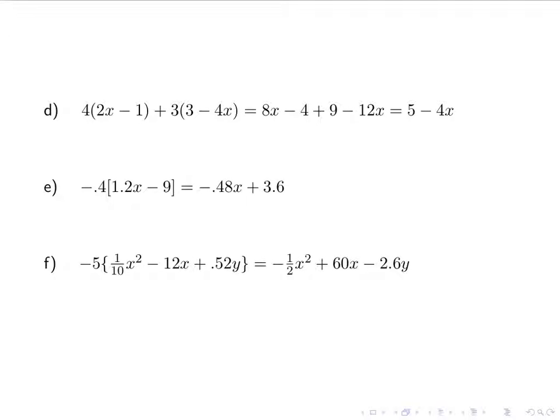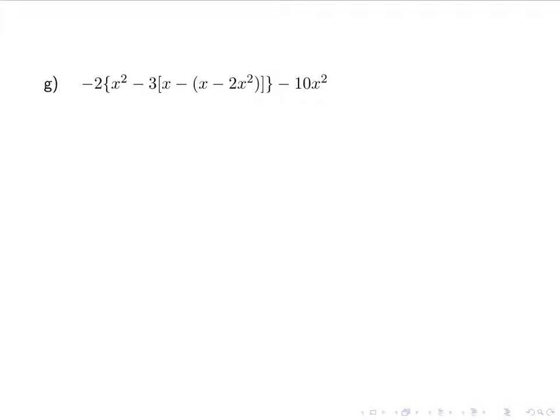We've got one more to do. It's a little bit longer, and it looks a little bit more complicated. We've got braces, brackets, and parentheses. So don't forget order of operations. We need to start with the innermost parentheses first. So can I simplify x minus 2x squared? No, I can't. They're not like terms.